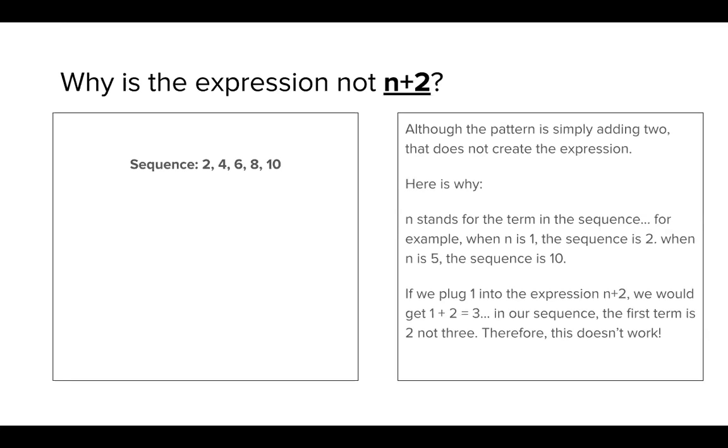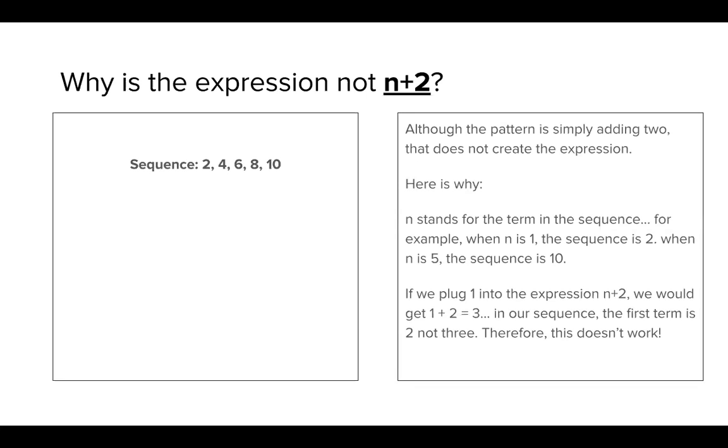Same thing for the second term. If we plug 2 in, 2 plus 2 is 4, so maybe it worked for the second one. If we do the third one, 3 plus 2 is 5, so it doesn't work there. So this is why it doesn't work. Again, n stands for the term in the sequence, which of those it is. So the first term again is 2. When n is 5, the sequence should be 10, not 7. It would give us 7. So that's why it doesn't work.